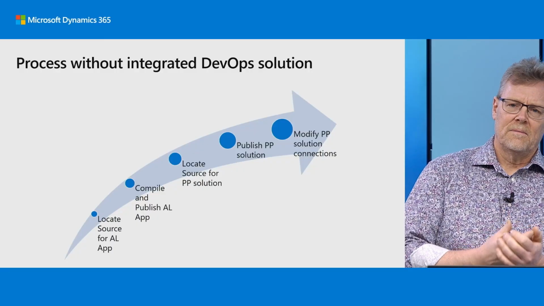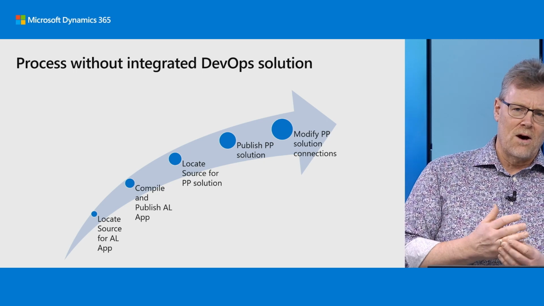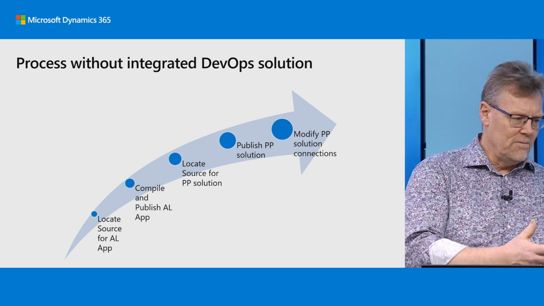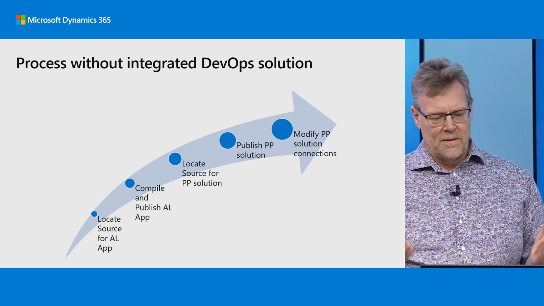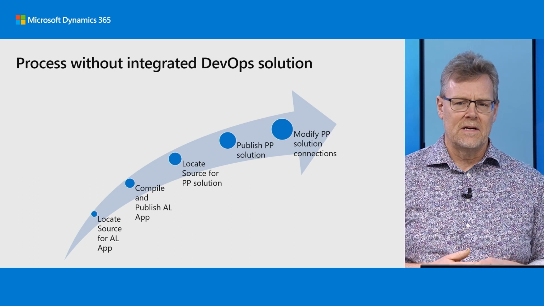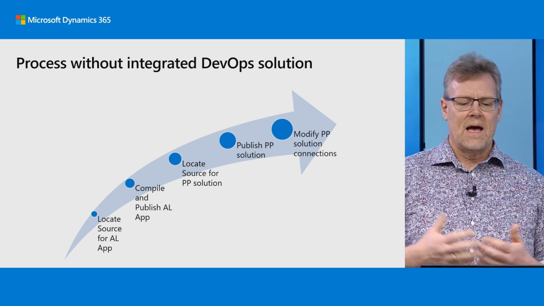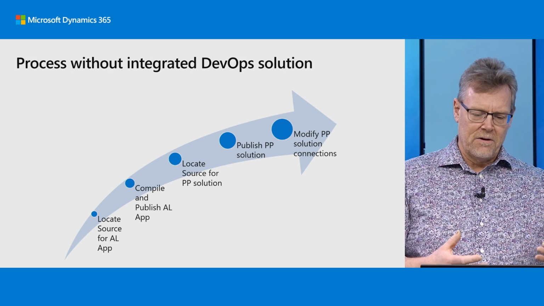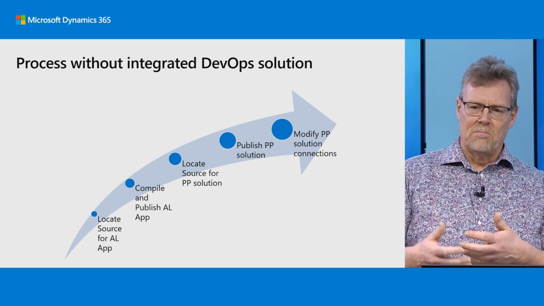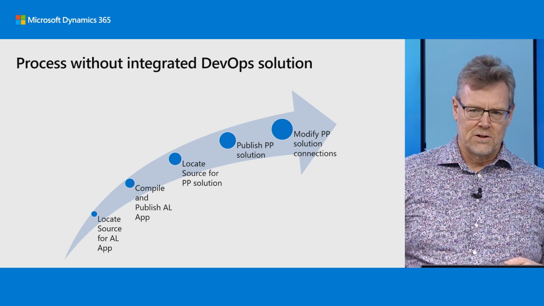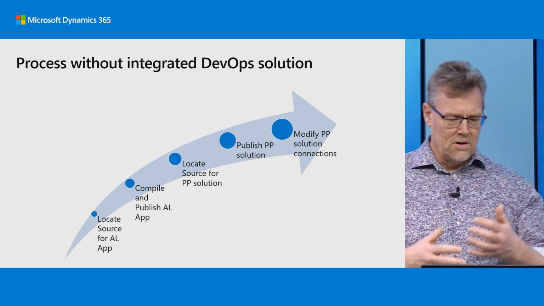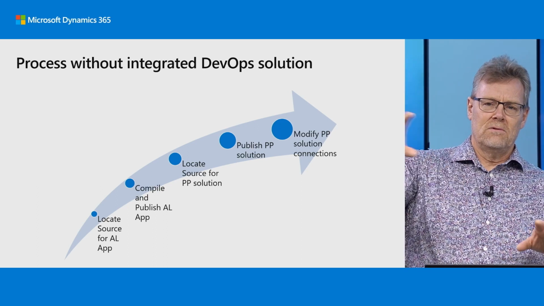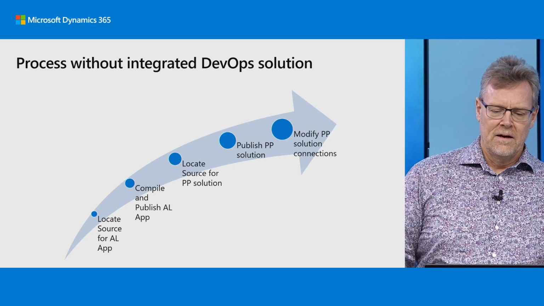So the process of doing all of these things without an integrated DevOps solution is that now it might be easy when you've just developed the app and you've just developed the AL app that you connect to, you know where things are. But if you come back half a year later and you need to locate the source for that AL app and figure out is that the right version, and you need to compile and publish that, you need to locate the source for your Power Platform solution, and maybe that's not in your AI Builder anymore because you worked on other stuff.